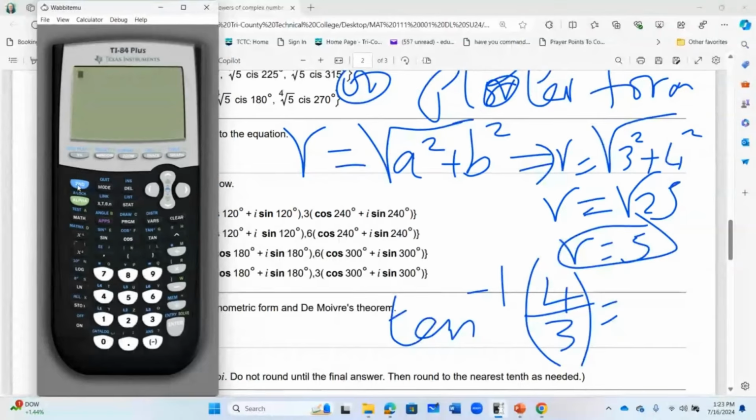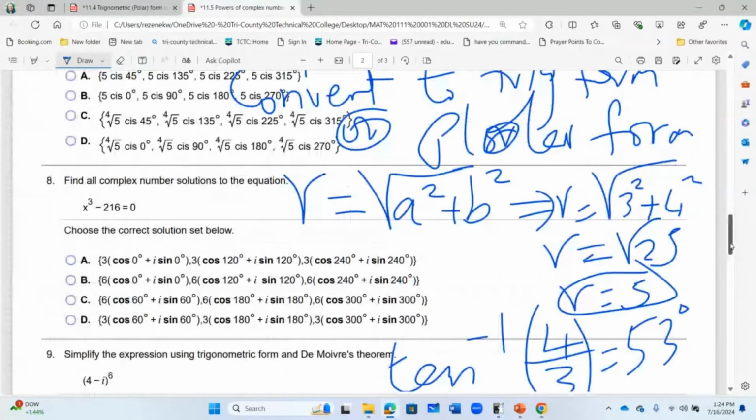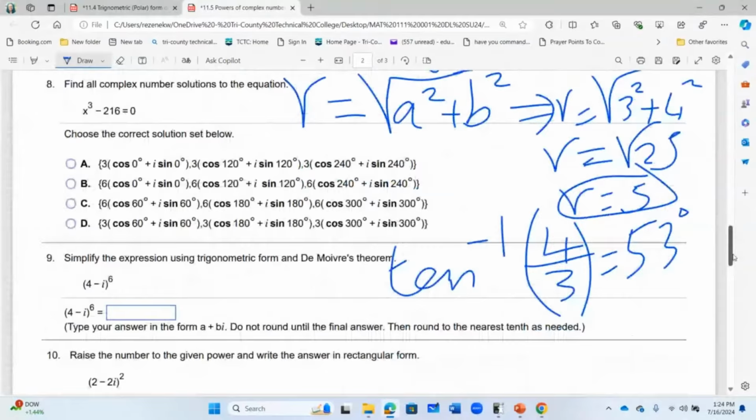Tan inverse of 4. By the way, is my mode in degrees? I think it is. Yes. Okay, so 4 divided by 3, close parenthesis. When I hit enter, I have approximately 53. Let's make it 53 only. Okay, now I'm going to write it in. So I have R as 5 and I have theta as 53.